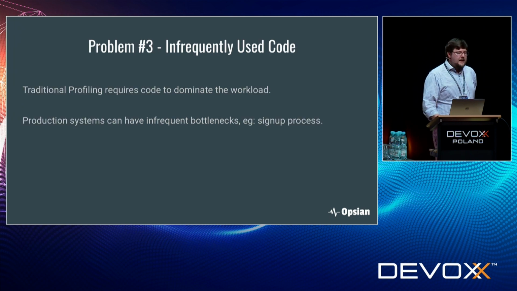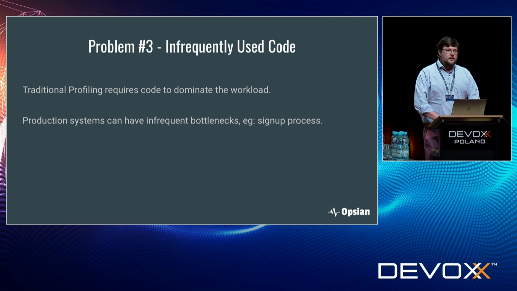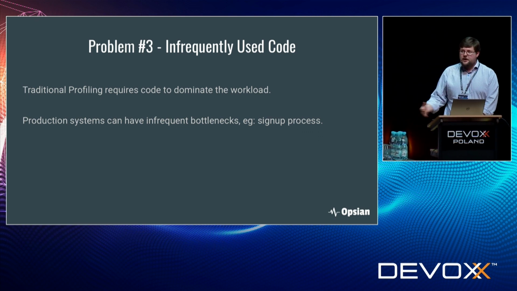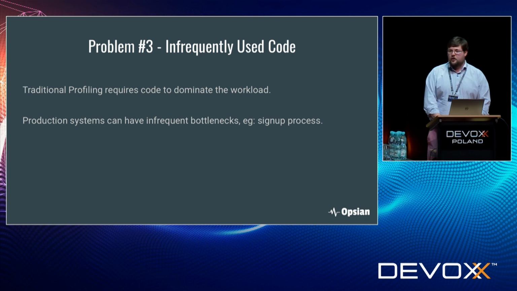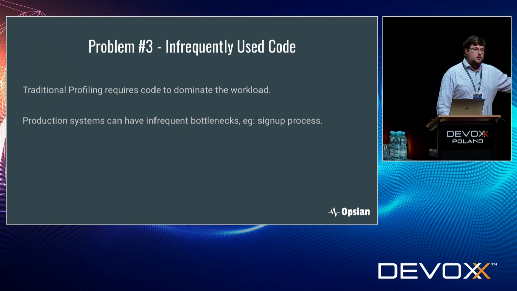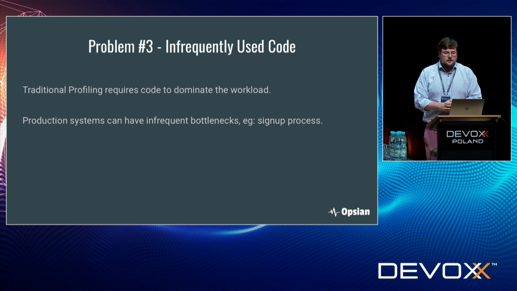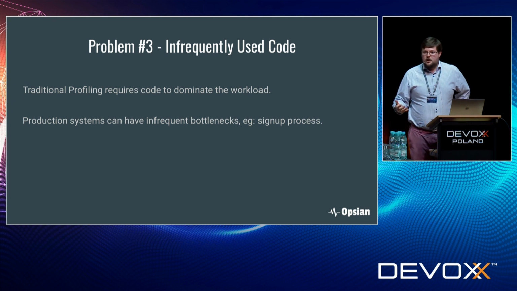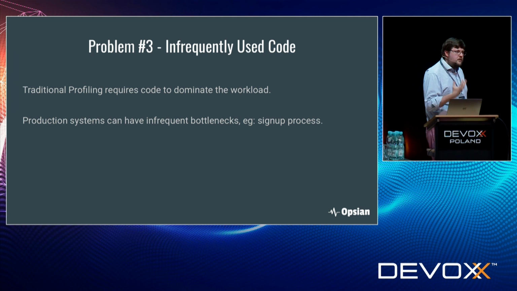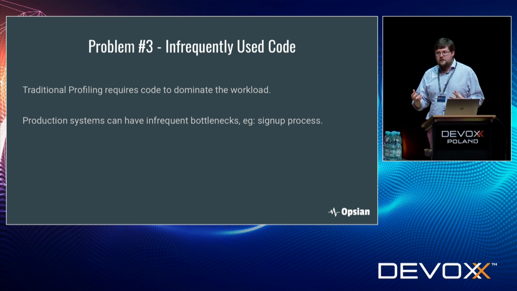Problem number 3, infrequently used code. So traditionally when you see people talk about profiling, they do the kind of thing that I did earlier in this talk. You have a benchmark, the benchmark does some load on some system, and you see what the implication of that load is. Now production systems don't necessarily have their most important or most critical parts of the system as being something that's always under load.